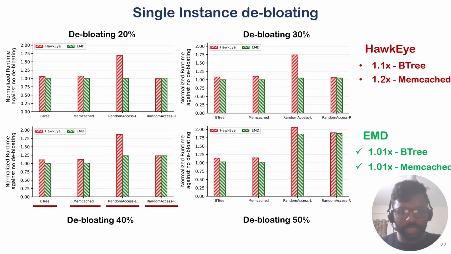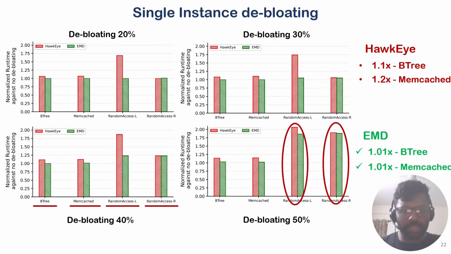At 50% de-bloating, both Hawkeye and EMD see increased runtimes for the random access micro benchmarks. Now, this happens because over 75% of huge pages are broken during de-bloating, causing the application to rely more on base pages, making its runtime similar to native execution time.